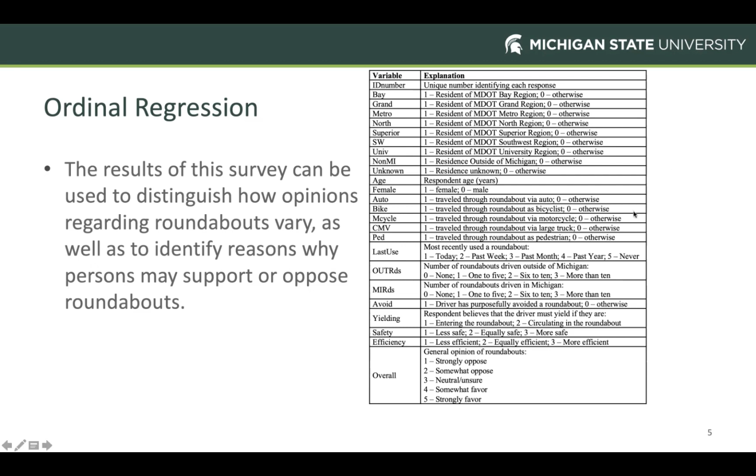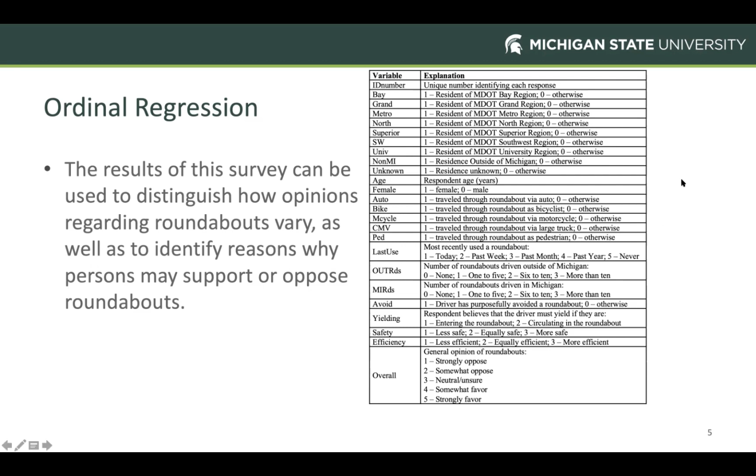We asked how frequently they use roundabouts. So if they used one today, in the past week, past month, etc. The number of roundabouts they'd driven outside of the state of Michigan as well as within the state of Michigan. At the time of this study, they were still relatively novel in nature. We also asked whether any drivers had purposefully avoided roundabouts. There's been research that's shown that older road users are generally less comfortable with roundabouts. And then we also asked about general rules of the road and how many people knew whether the traffic entering the roundabout had to yield or the traffic that was already circulating. And so that gives you some big picture context there.